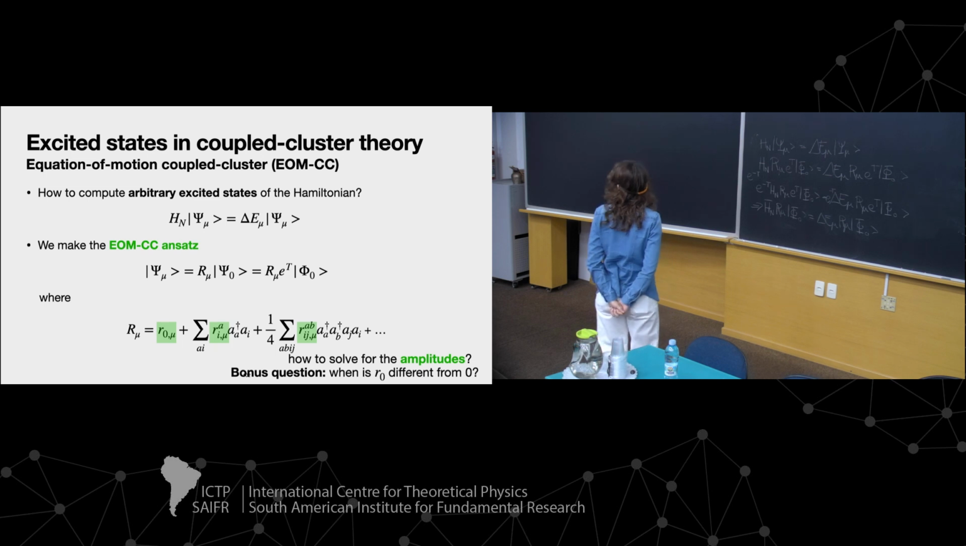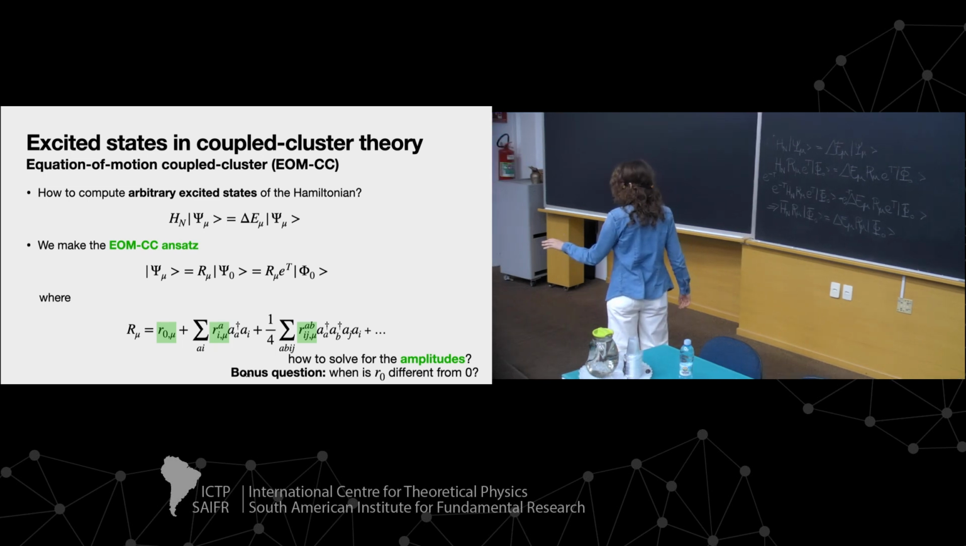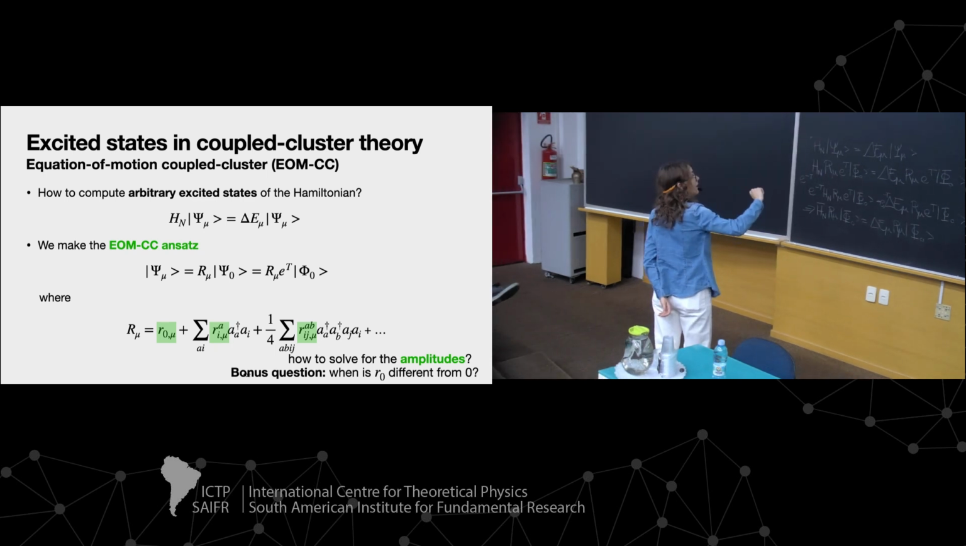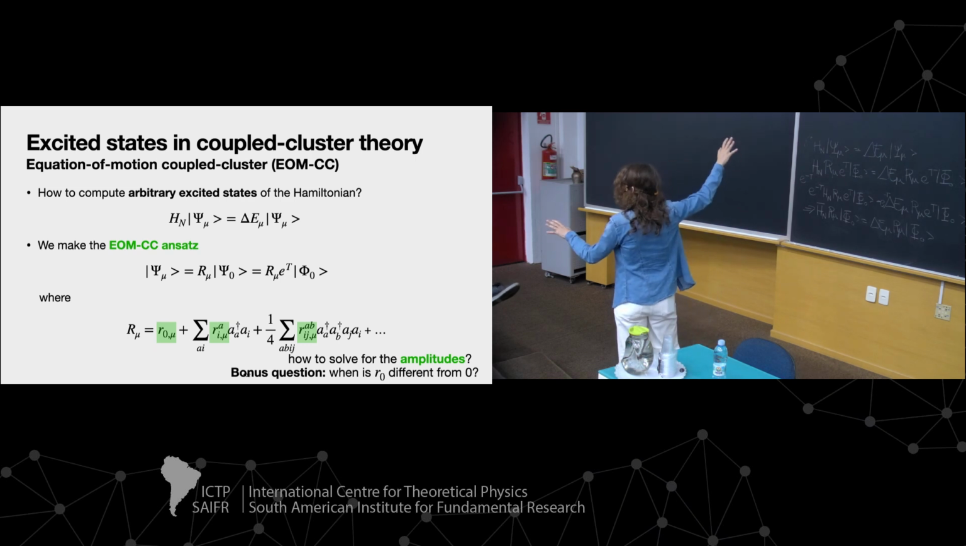That's the coupled cluster ansatz. It's the coupled cluster ground state. Obviously, it's not the exact one because we have truncations in it. It's a good approximation. Yes, it's the coupled cluster ansatz for the ground state, the usual exponential ansatz.